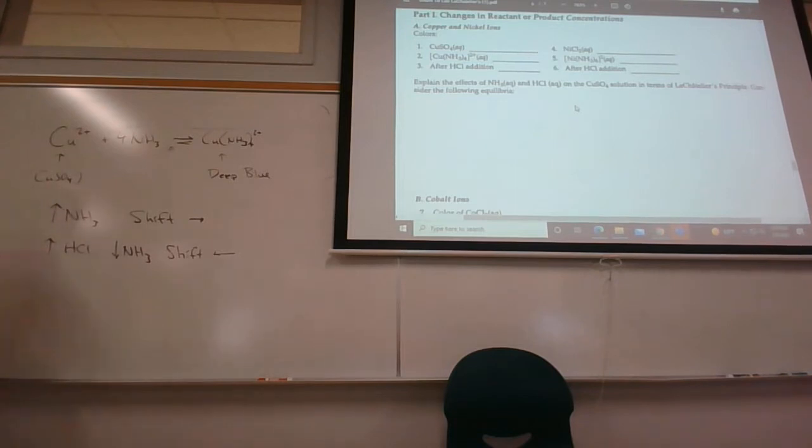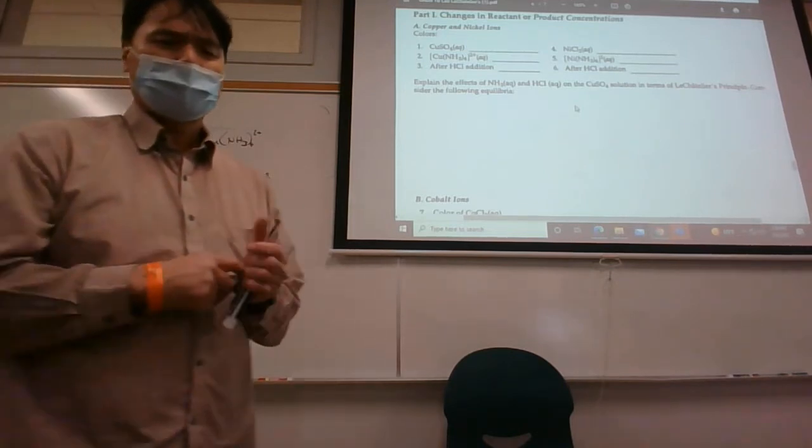So we could show that here, increasing ammonia, this is going to shift it that way. Over here, if we add H+, we're going to form ammonium. And the more H+ we add, the more ammonium we form and the less ammonia we have, which is going to result in a left shift. Something like this, just showing.